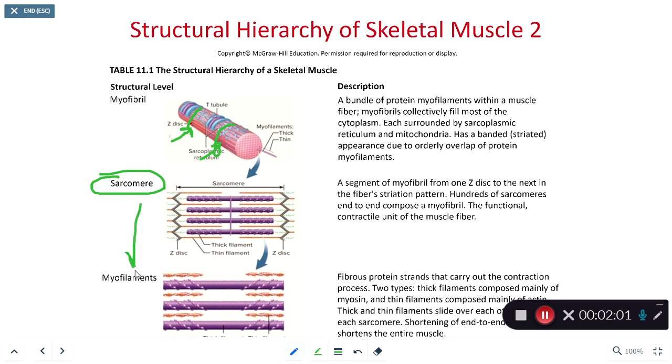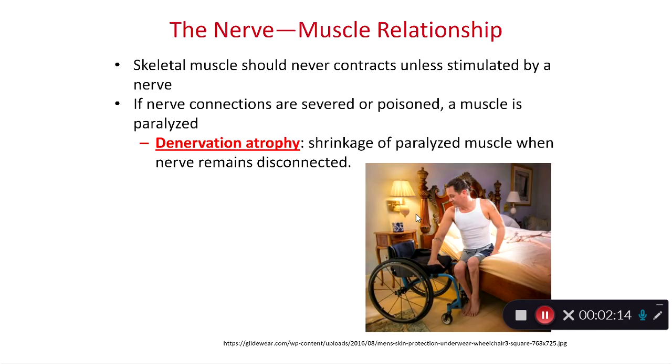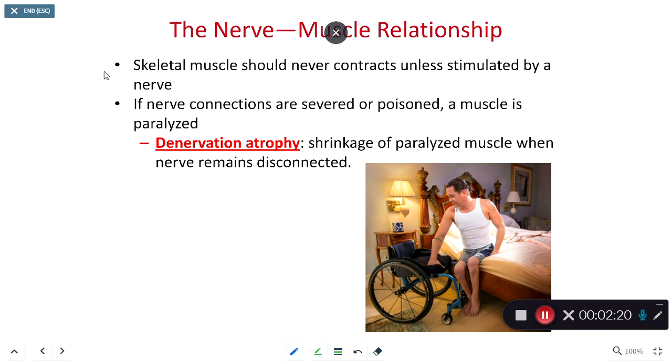Within the sarcomere, we have the myofilaments, the thick and thin filaments. The thick filaments are shown in purple, made of primarily myosin, and the thin filaments are shown in pink and are made of primarily actin. So let's talk about our relationship between nerves and muscles. The skeletal muscle fibers are never going to contract unless we stimulate them with a nerve.